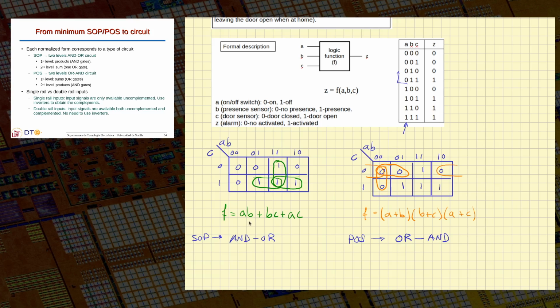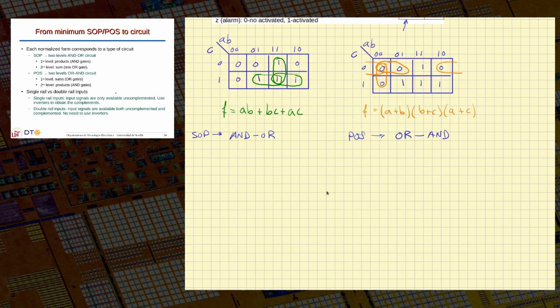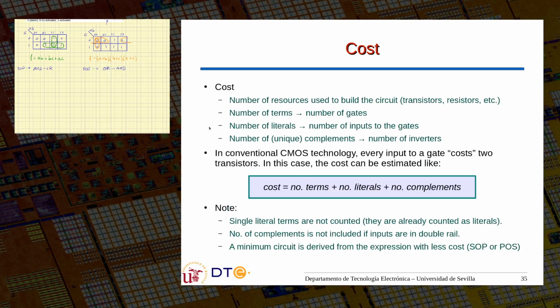So basically, the cost can be evaluated in different ways. What we can do is define a cost function or cost method where we count the number of terms together with the number of literals and together with the number of complements. So we assign the same cost to the terms and to the literals and to the complements.